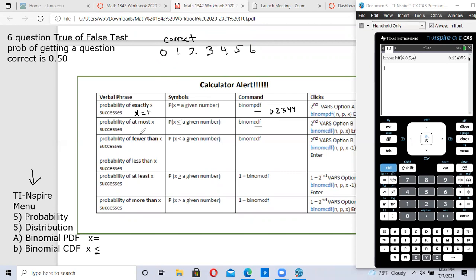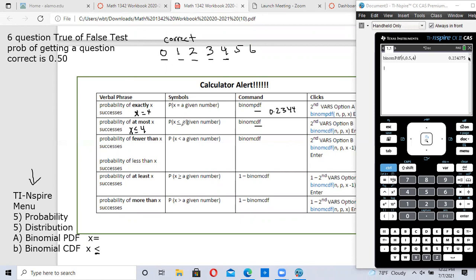All right, so next, probability of at most 4 correct. At most means X is less than or equal to 4. So we want at most 4 correct. Here's 4. This is the most correct we can have. You can have 3 correct, 2 correct, 1 correct, or 0 correct. At most means that's the highest correct you can have.